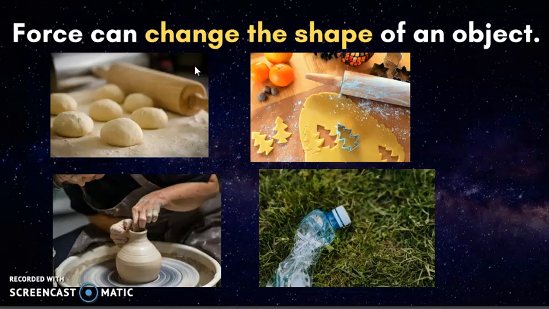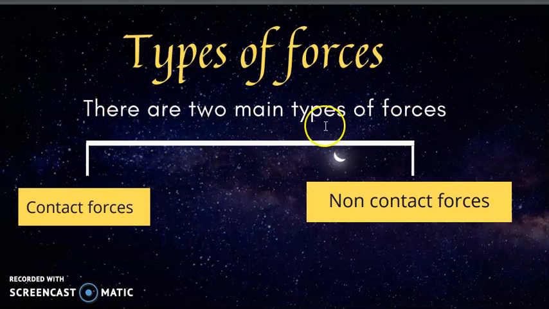Now we'll study about the types of force. There are mainly two types of force: contact force and non-contact force. So from the word itself you can say what is contact force. When two bodies are in contact or are in touch with each other, the force that is applied during that time is known as contact force. And non-contact force means when the bodies are not in contact or not touching each other, the force applied during that time is known as non-contact force.